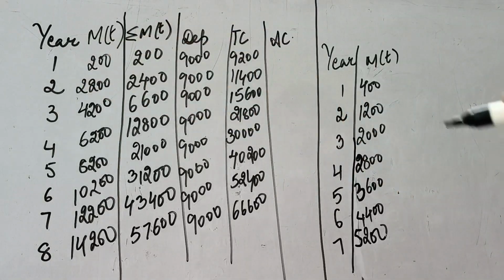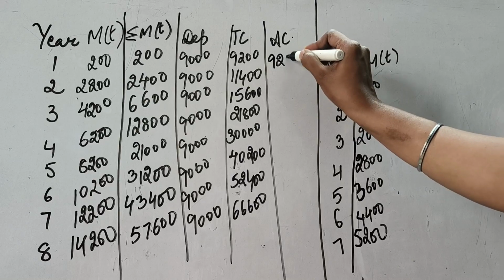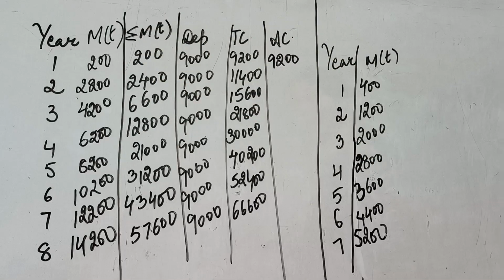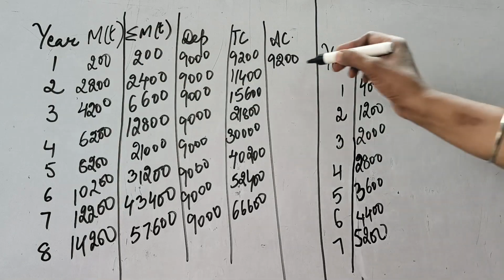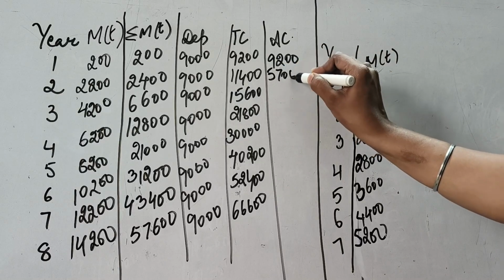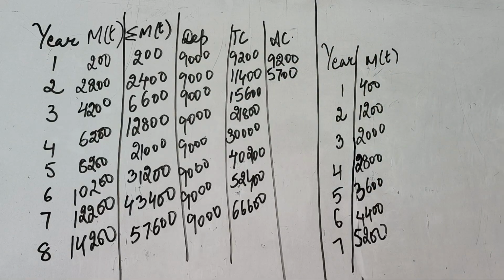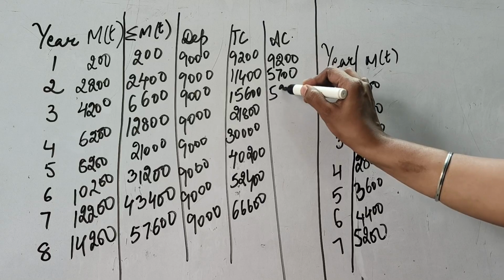9,200 divided by 1 is 9,200. For the second year, 11,400 divided by 2 is 5,700. 15,600 divided by 3 is 5,200.